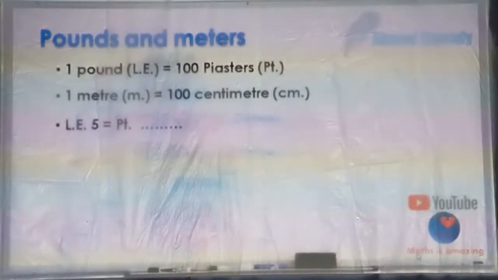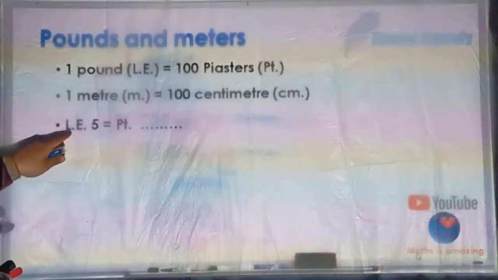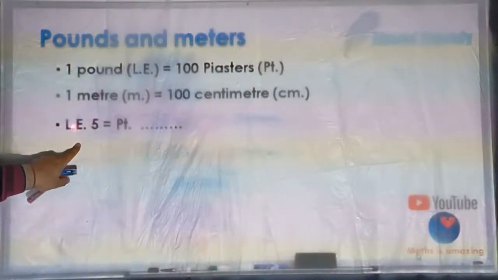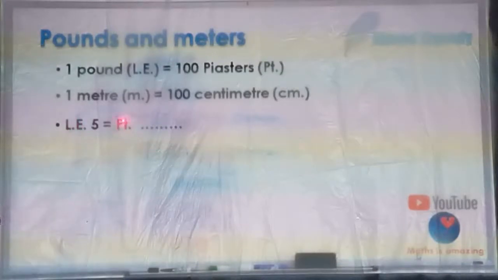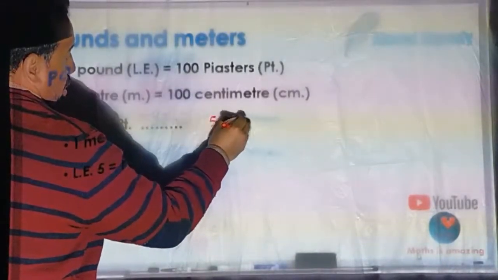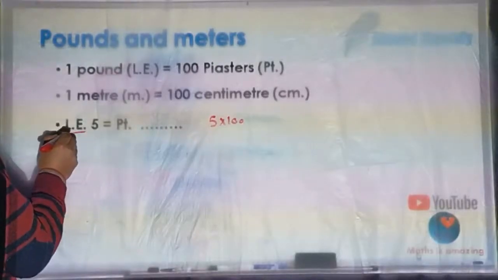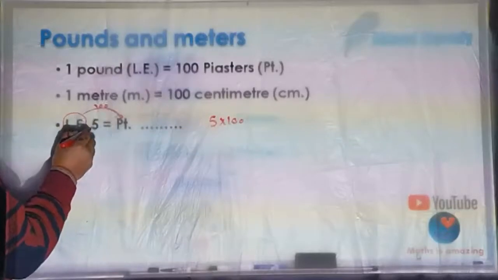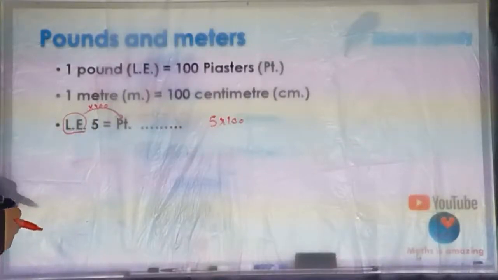When we make a conversion from LE to PT, we multiply 5 times 100. Why? Because 1 pound equals 100 piastres. Then we multiply 5 times 100, so it will be 500.